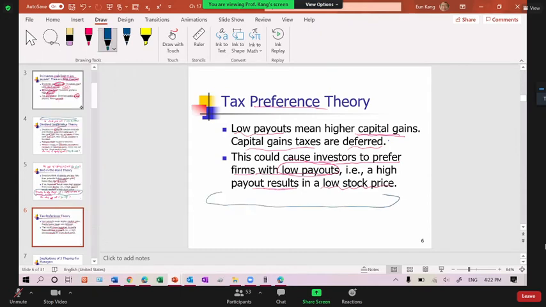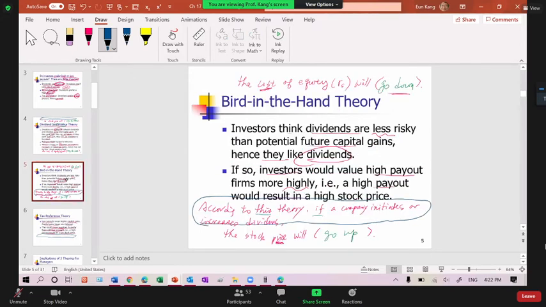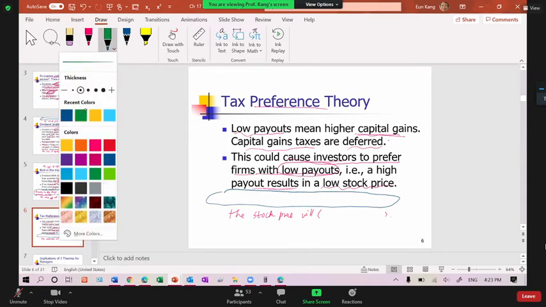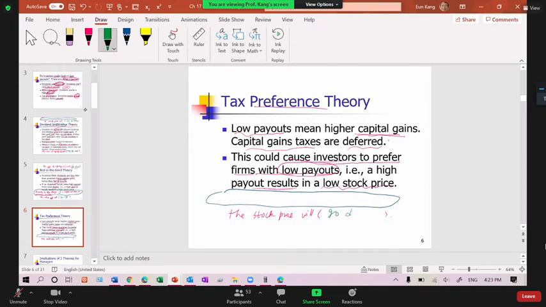This one is, again, this one. According to this theory, if a company initiates or increases dividends, the stock price will what? Go down. Check, go down.